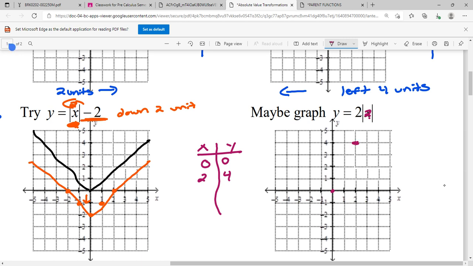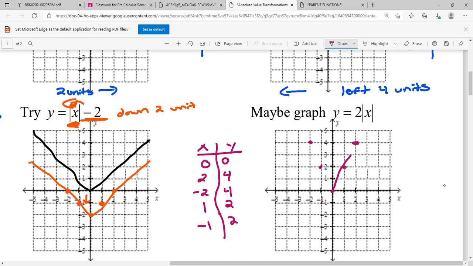If x was negative 2, the absolute value of negative 2 is positive 2, and then that times 2 would be 4. So we're going to have a positive 4 on our negative 2. So right there, see how they mirror each other? Let's try 1. The absolute value of 1 is 1, and 1 times 2 is 2. Negative 1, the absolute value of negative 1 is 1, and 1 times 2 is 2. So if we have 1, that's going to be at 2, and then negative 1 is also at 2.